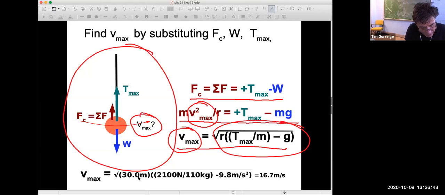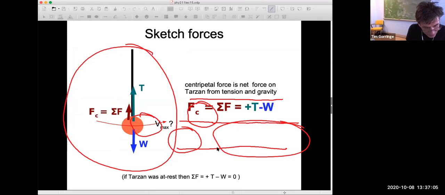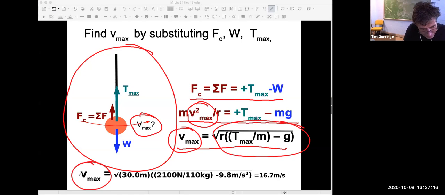I fed in the radius of the vine, the maximum tension in the vine, Tarzan's 110 kilograms, and 9.8 meters per second squared for the acceleration of gravity. And out of that comes a calculation of the maximum velocity. Now I've got to go back. Here we are. Here's the maximum velocity, maximum speed. And it comes out to be about 17 meters per second.